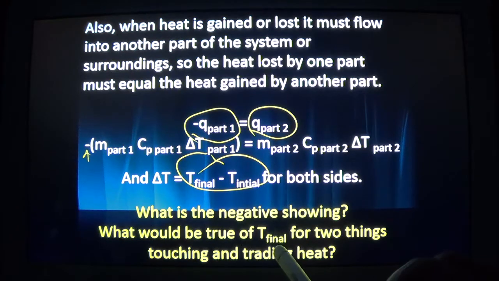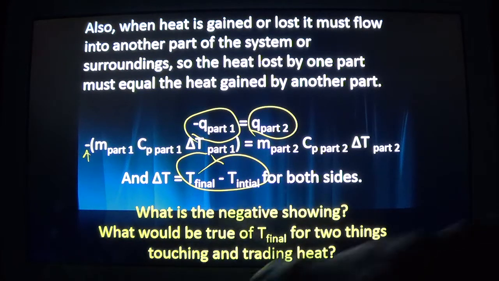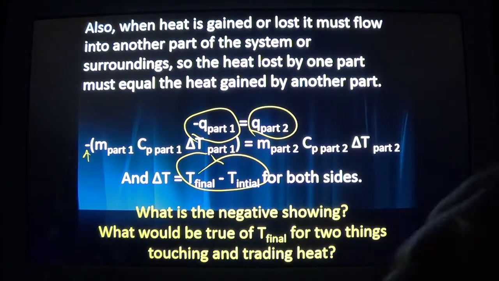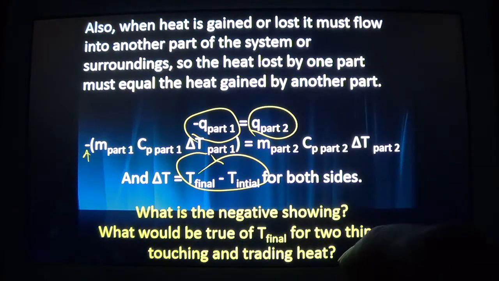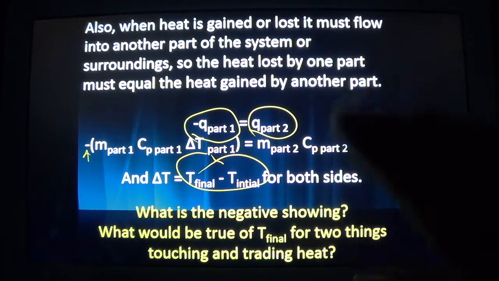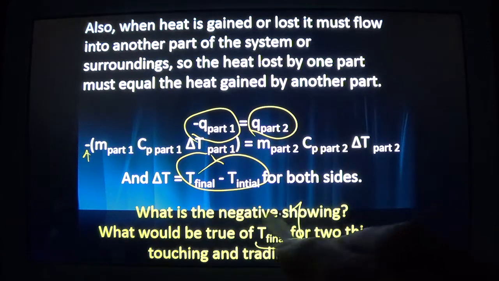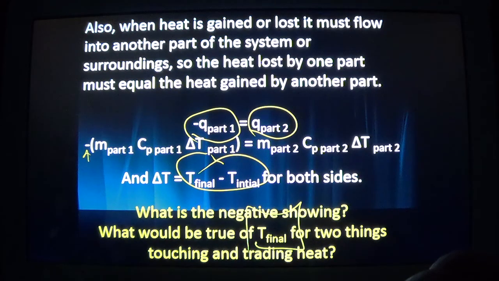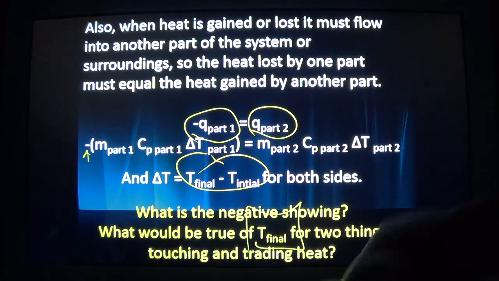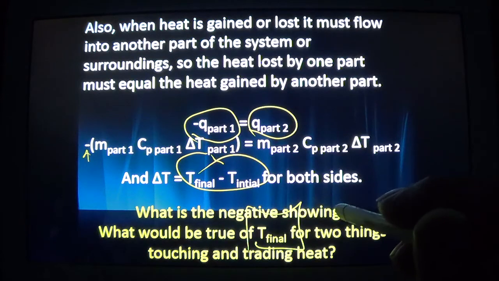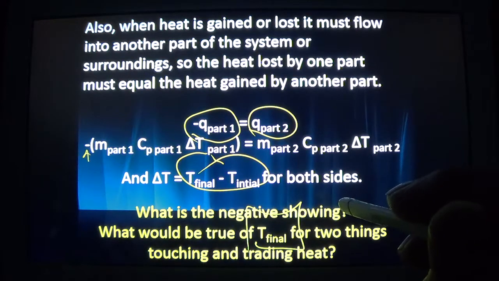What would be the final temperature of the two things touching each other and trading heat? Whether it's hot and cold thing, or not so hot and not so cold thing, or cold and hot thing, if they're directly touching each other and they're allowed to let the heat move from one to the other, what should be true about the final temperature of both objects? Yes, if you wait long enough, both objects should end with the same temperature. That should be what happens there.